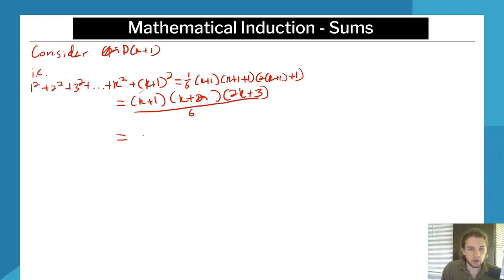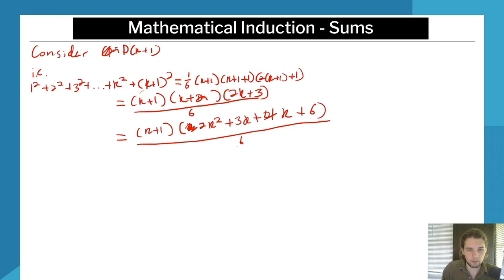Now I want to keep the k+1, but I want to expand these brackets on the right here. Say 2k squared, so that's k times 2k, plus 3k, plus 2 times 2k, so that's 4k, plus 2 times 3, which is 6, all over 6. I'm going to simplify it a little bit: (k+1)(2k squared plus 7k plus 6), all over 6. Okay.